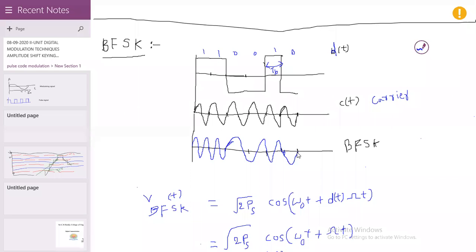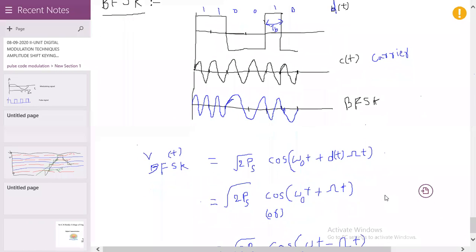So if the 1 is there, F0 plus some small amount of frequency F is increased. If a 0 is present in the data, F0 minus F, that frequency is reduced. That is the key concept in frequency shift keying. In binary frequency shift keying, like BFSK, only one bit is transmitted at a time.